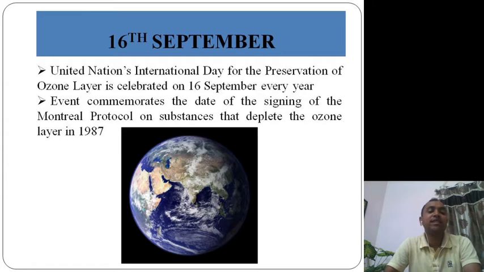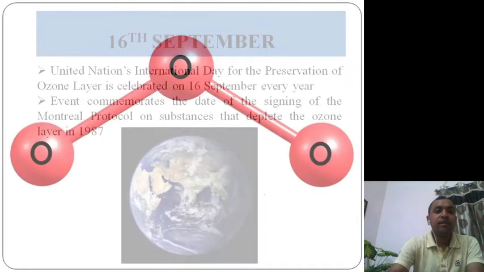So why 16th September? The United Nations International Day for the Preservation of the Ozone Layer is celebrated every year on 16th of September. This event commemorates the date of the signing of the Montreal Protocol, which deals with the substances that deplete the ozone layer, and it was signed way back in 1987.